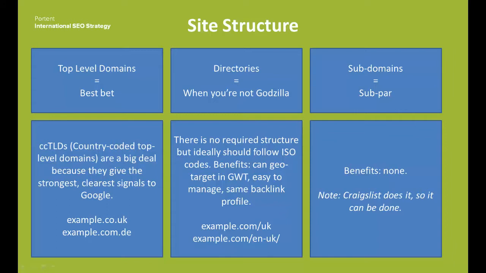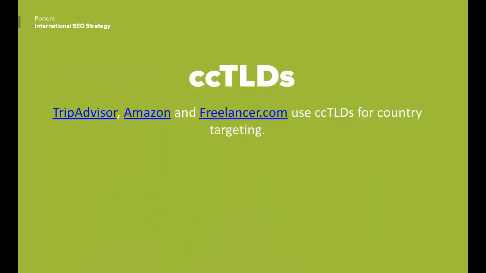So let's break down what each of these is and why you might want to consider each one of these. So top level domains. Here's an example of who is using these already. So lots of big brands do go with this option. TripAdvisor, Amazon, Freelancer, these all use top level domains, or ccTLDs, which means country coded top level domains. An example of a country coded top level domain would be tripadvisor.co.uk. That's a top level domain country coded for the UK.